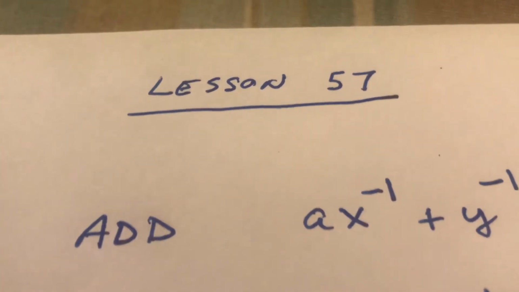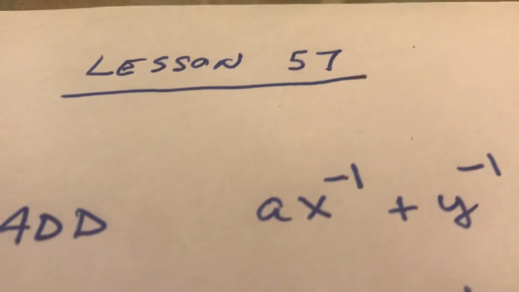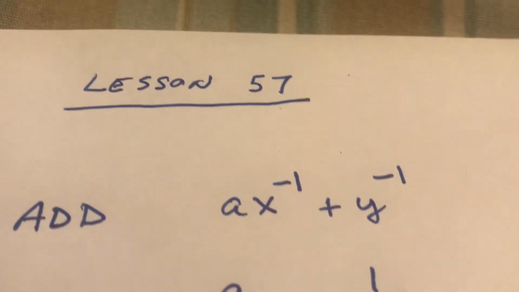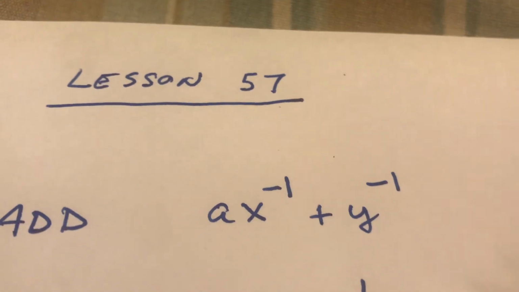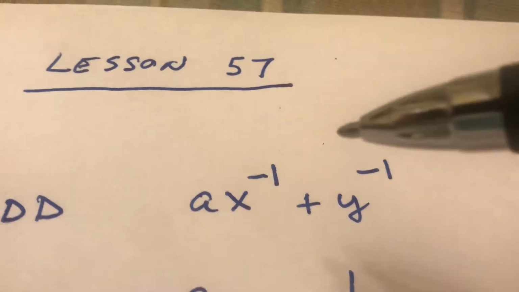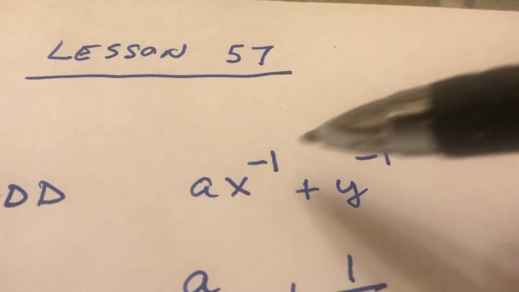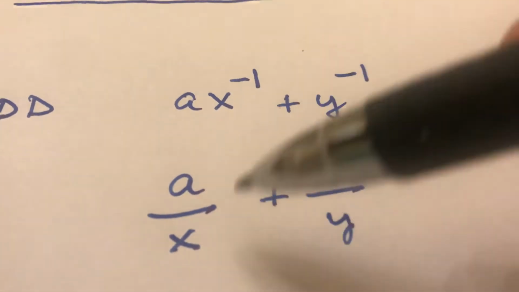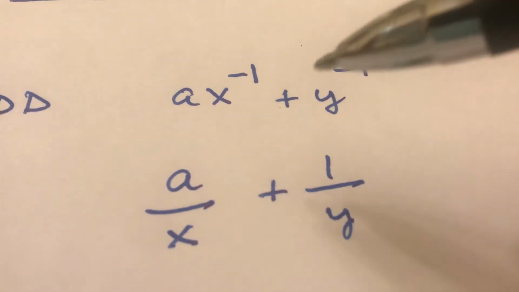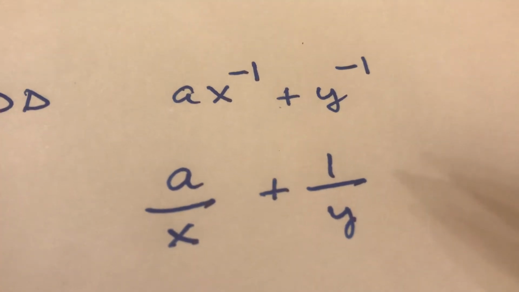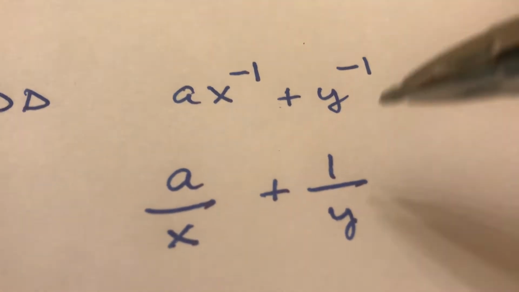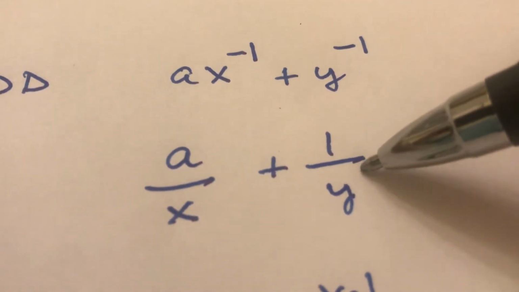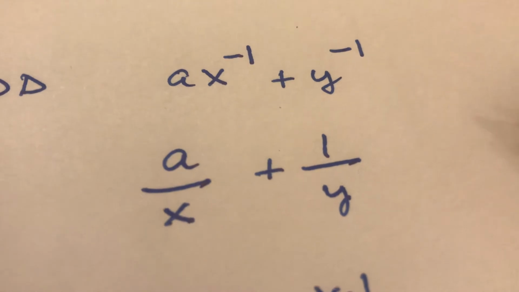Okay, this is lesson 57, adding algebraic expressions with negative exponents. They want all the answers with positive exponents. The first thing I do is write each term without the negative exponent. So the ax to the negative 1, I move it down to the denominator. It becomes ax to the 1. Of course, we don't have to write the 1. Y to the negative 1 becomes 1 over y to the 1, but we don't have to write the 1.